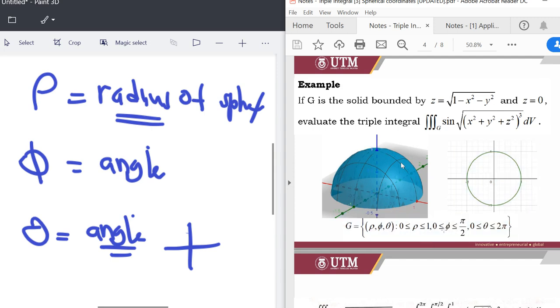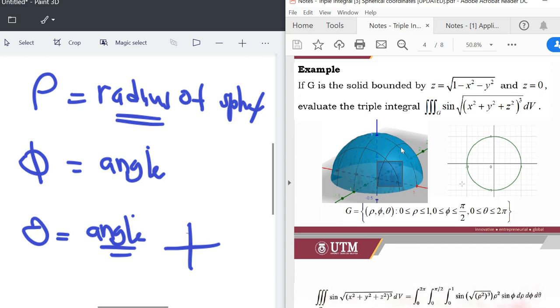The angle phi here is 0 up to pi over 2, from here up to here only, half, measured from the z-axis. And then for theta, obviously the whole circle for the bottom of the hemisphere, so the range for theta is 0 up to 2 pi.